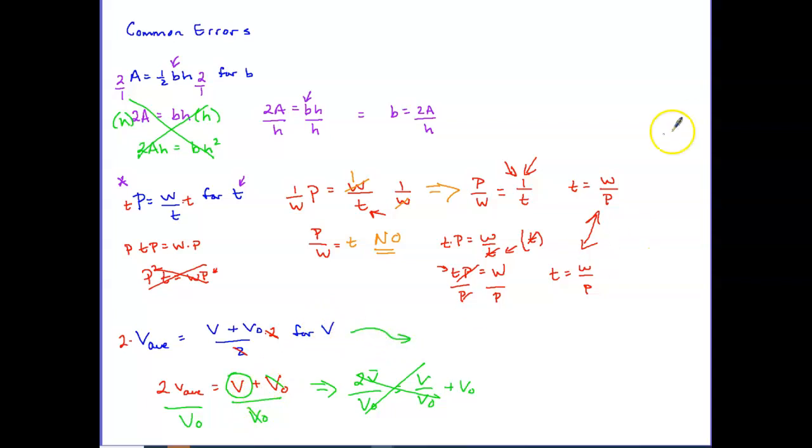So what do we do? From the place where it was correct, they multiply both sides by 2, and you get 2 times the average velocity equals v plus v0. I think everyone would get this right. Solving for v, subtract v0. So you get 2 times the average velocity minus v0 is equal to the final velocity. And then we're done. I hope this was helpful.